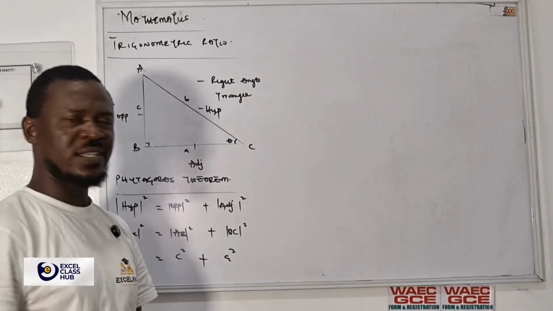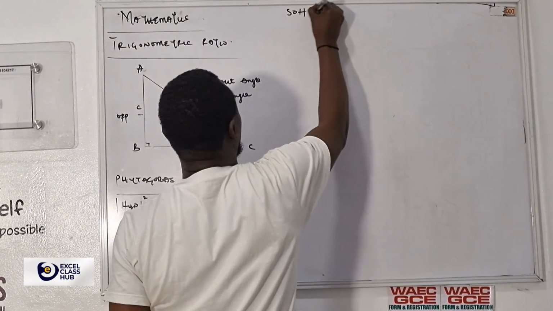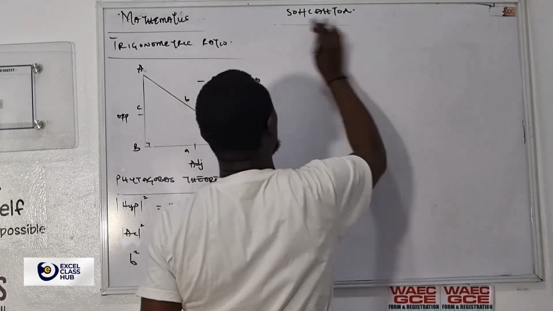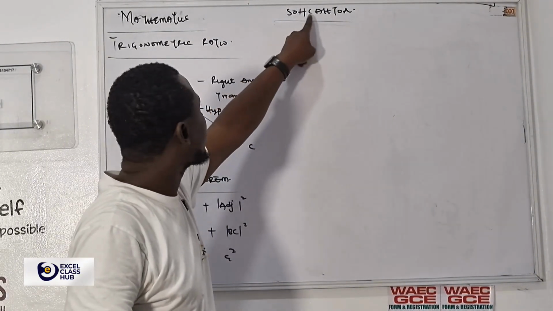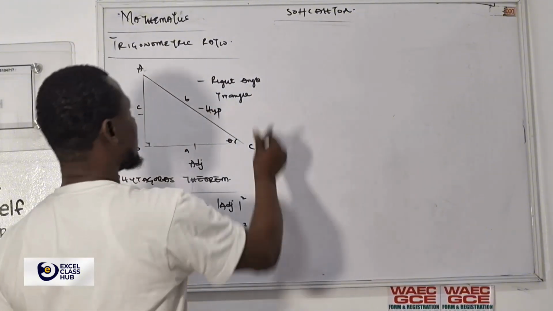Students, we now move a little bit advanced. There's something we call SOHCAHTOA. How many alphabets am I having there? 1, 2, 3, 4, 5, 6, 7, 8, 9. So you take it 3, 3.